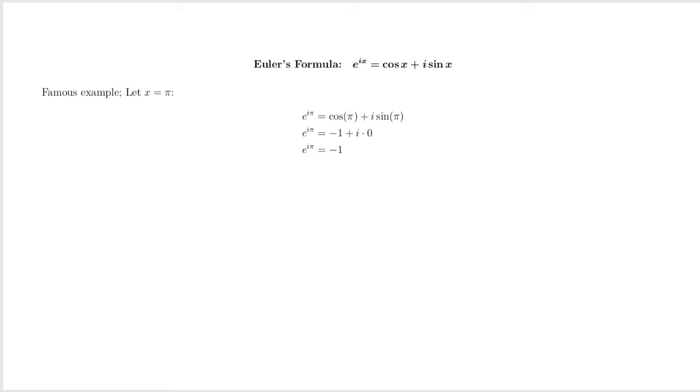Let the number x be equal to pi. Then Euler's formula tells us that e to the i pi is equal to the cosine of pi plus i times the sine of pi. And we know the cosine of pi and the sine of pi. The cosine of pi is -1 and the sine of pi is 0. And so simplifying, this gives us that e to the i pi is equal to -1.